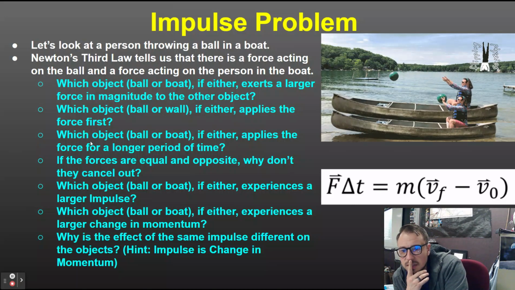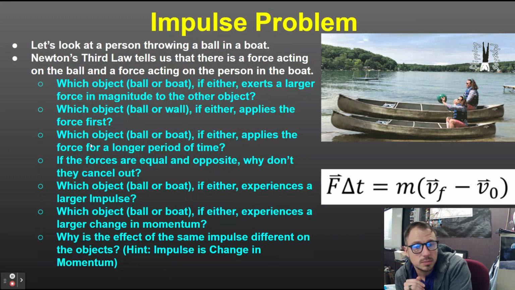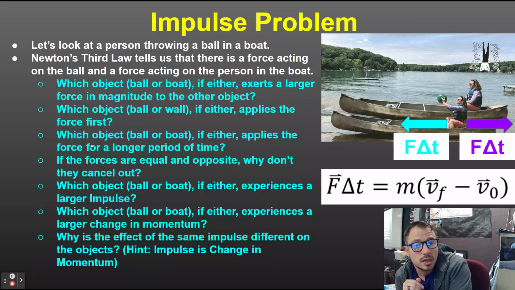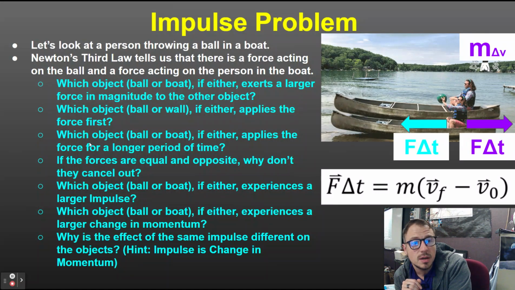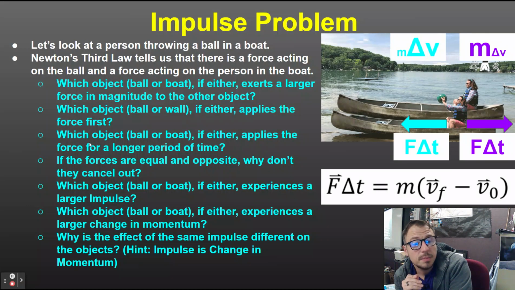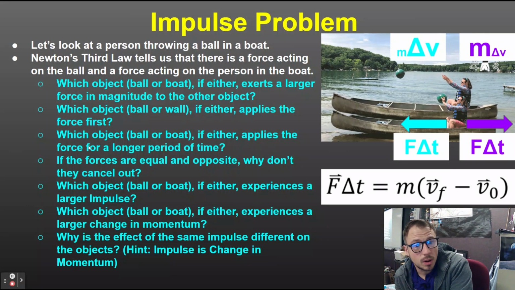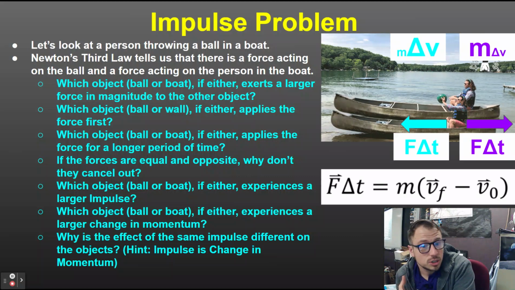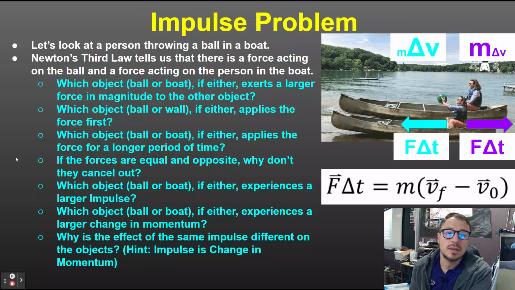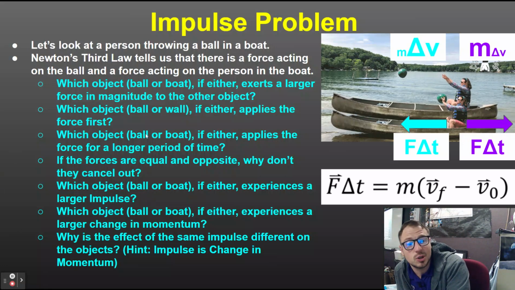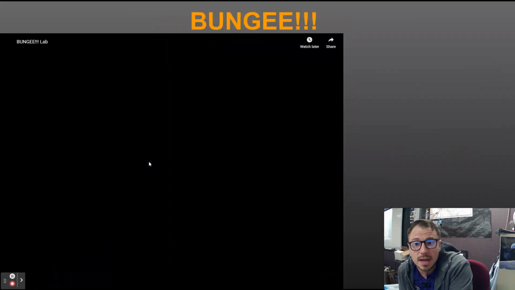Now, why is the effect of the same impulse different on the objects? Impulse is change in momentum. Well, if we look at this, we know that the force applied to the ball and the person in the boat is the same, but the person in the boat has a much larger mass than the ball. So the ball must have a larger change in velocity. But they both have the same impulse, the same change of momentum, right? But one has much lower mass, so it has a larger change of velocity. That's why the ball goes faster than the boat going backwards.